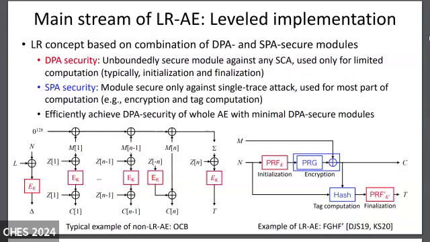It is very difficult to achieve such DPA security, and the DPA secure module requires a huge implementation cost. Therefore, it is supposed to be used only for limited computation like initialization and finalization. In contrast, SPA security means a module secure only against single trace attacks, and it is much easier to realize. Therefore, it is supposed to be used for most of the computation, like the encryption and tag computation, as in these figures.